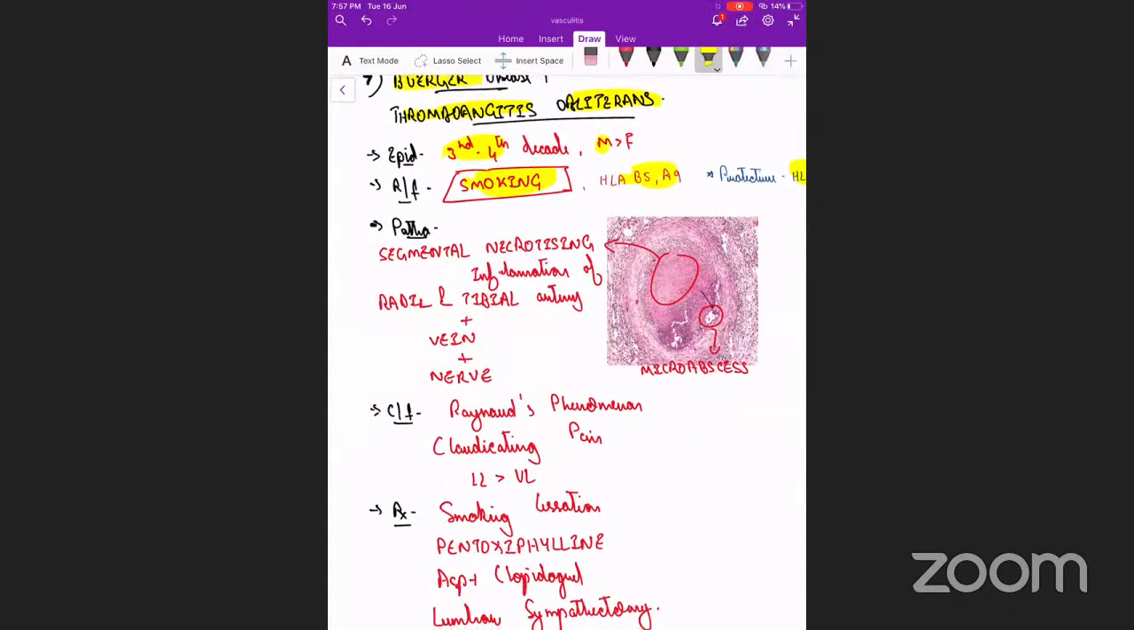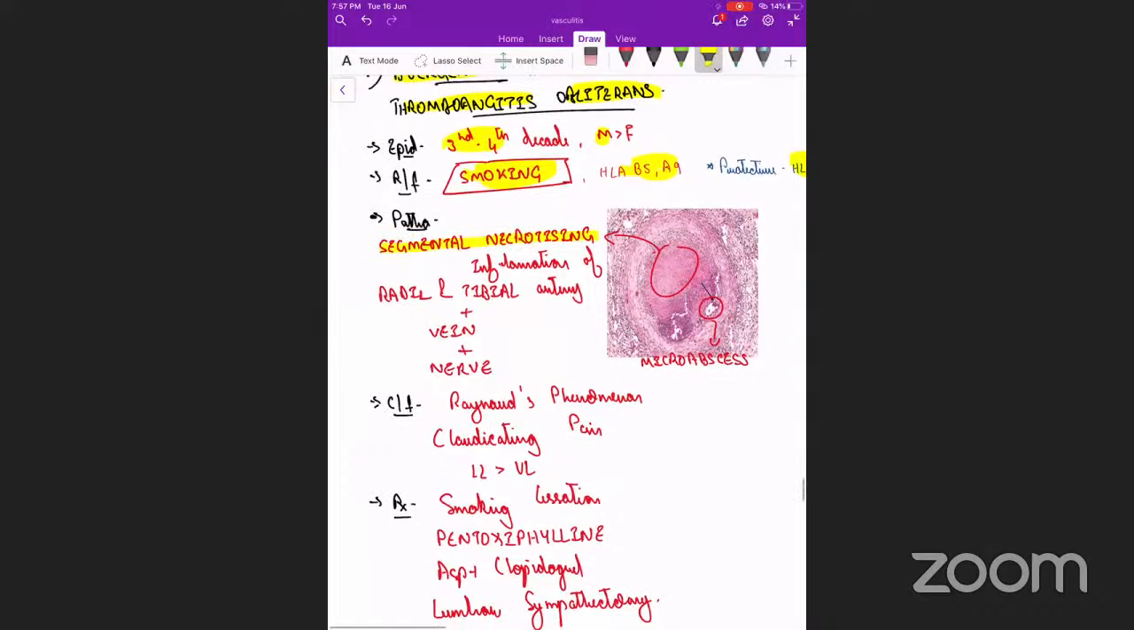Pathogenesis, what happens? Segmental necrotizing inflammation will be there, usually of the lower limbs. Upper limbs as well are involved, but lower limbs are involved more than upper limbs. First is tibial artery. At times, radial artery also is involved. But what is very, very characteristic of this is involvement of artery, vein, and nerve, A, V, N. All the three can be involved.